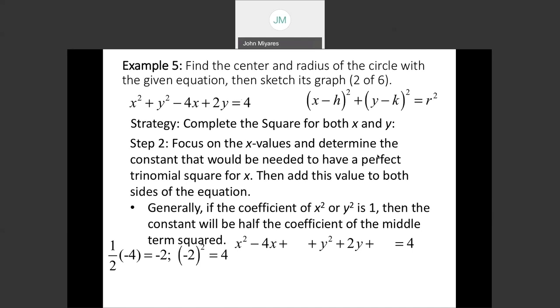So I'm going to insert a plus 4 next to the minus 4x term. To keep the equation balanced, which is a requirement in this process, we're also going to add 4 to the other side of the equation.